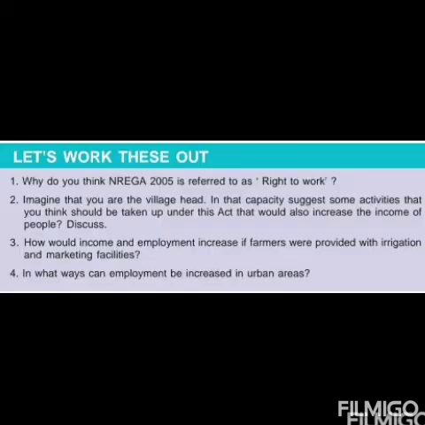This is the worksheet. Four questions are there related to the topic we have just done. Try to solve these questions.